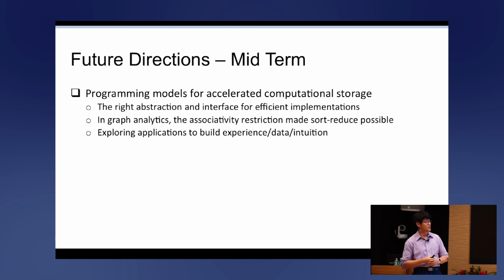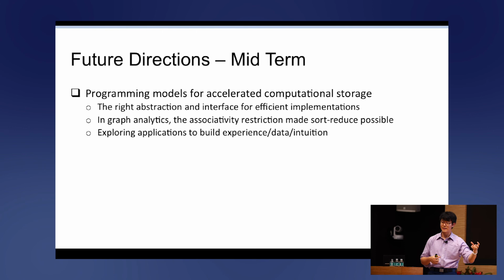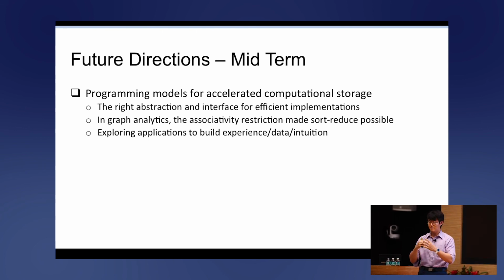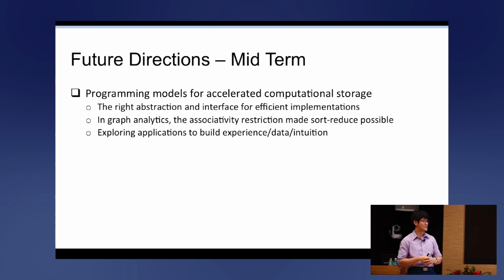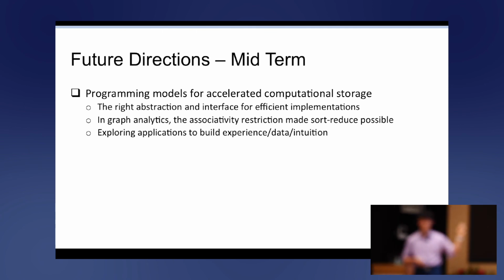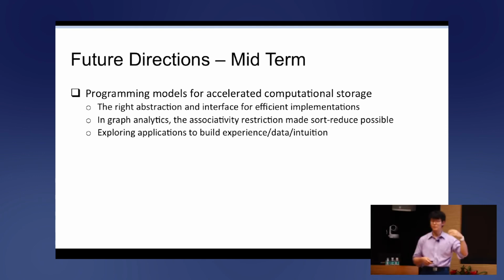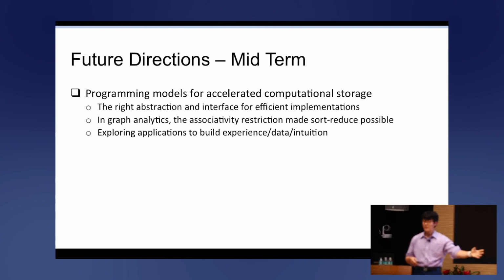And in terms of the midterm goal, once some of the applications are handled, we would like to go into exploring models for effectively using computational storage, which is interesting for us because discovering the right abstractions and interfaces for programming these systems is going to be one of the key factors in making this available to, I guess, the masses. In graph analytics, identifying and exploiting the associativity restriction made sort reduce possible. And I'm guessing magic sauces like this would exist across a whole slew of problems.